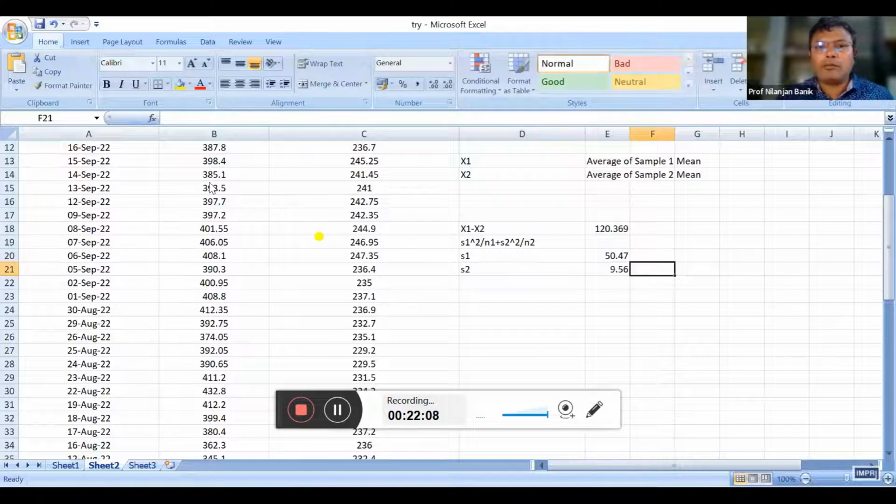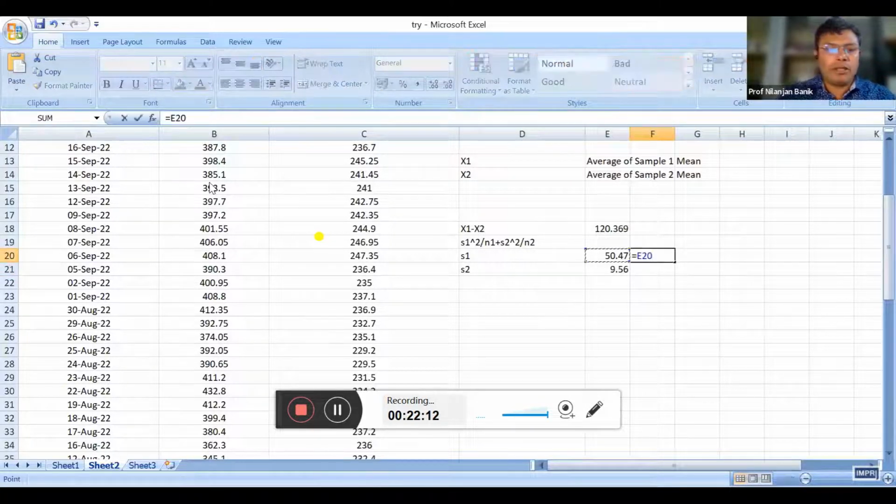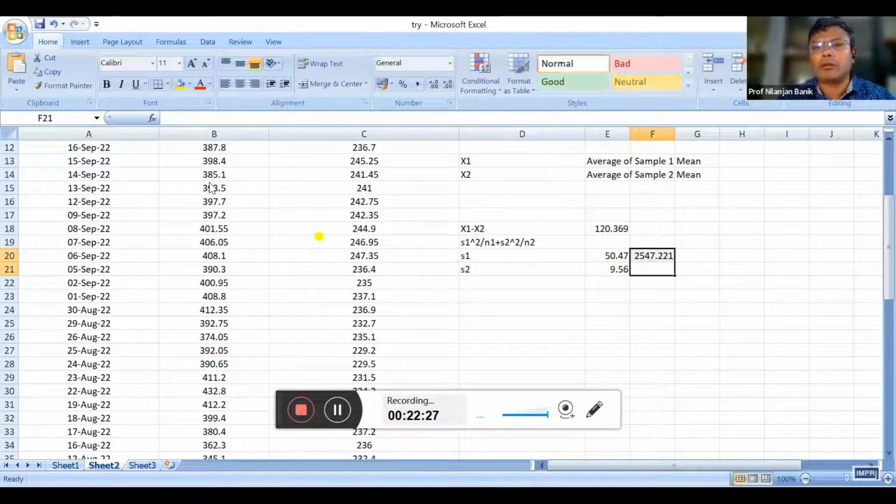Okay, now S1 square would be how much? So this will be this raised to the power 2 over n1. Now n1 is the number of observation. I don't know n1, so let's try to see what is the number of observation.